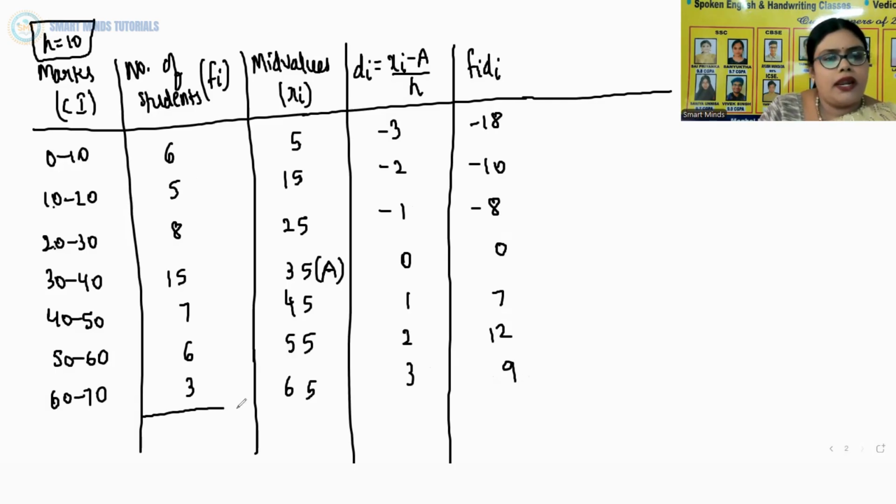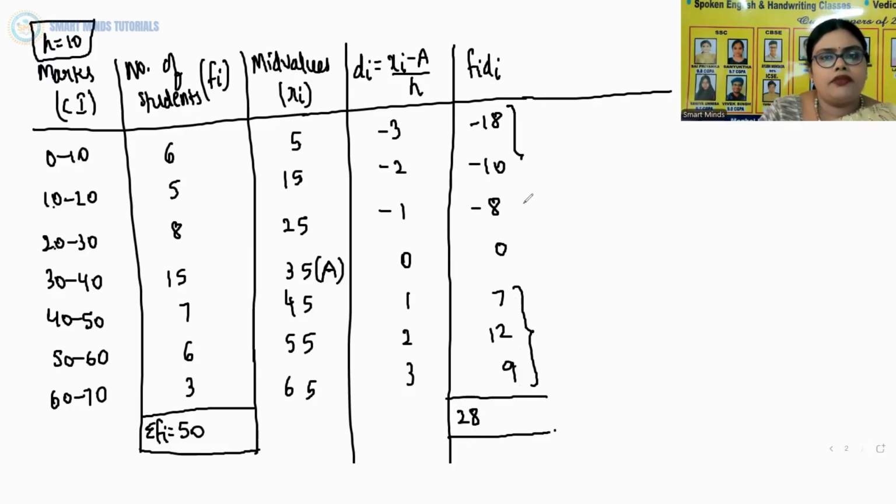First, we need to add number of students. That is frequency column, always you should add first. So if you add these all, you will get 50. This is sigma Fi. Now we need to add FiDi column. So first you add positive numbers. So 12 plus 9 is 21. 21 plus 7 is 28. Now we need to add the negative numbers. Add and keep minus sign.